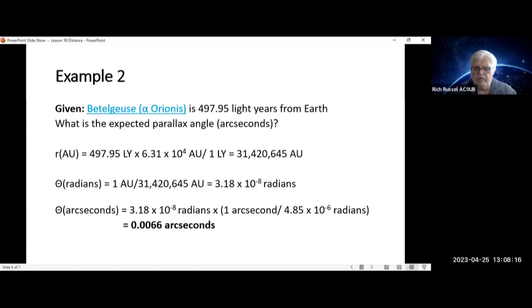To convert that radian value to arc seconds, we take the 3.18 times 10 to the minus 8 radians and multiply it by 1 arc second over 4.85 times 10 to the minus 6 radians. And that gives us 0.0066 arc seconds parallax angle for Betelgeuse.